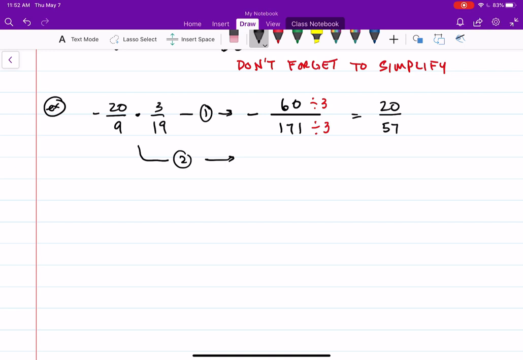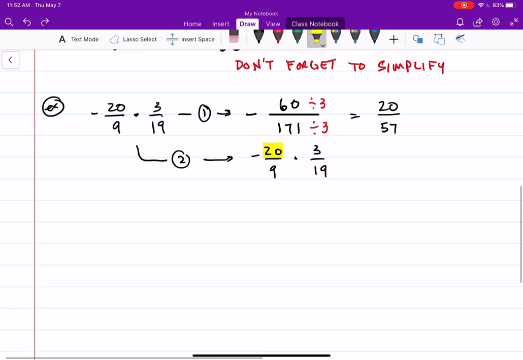If I had negative 20 over 9 times 3 over 19, you can reduce or simplify or cancel, however you want to look at it. It's looking at a top number versus a bottom number. If I looked at the 20 and 19, nothing goes into those two.